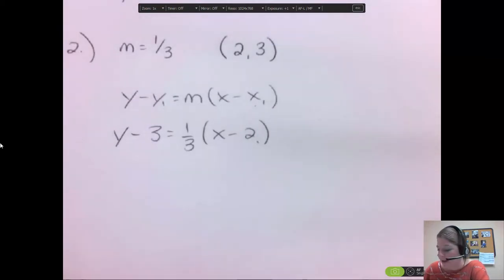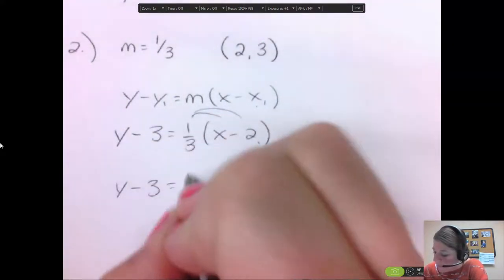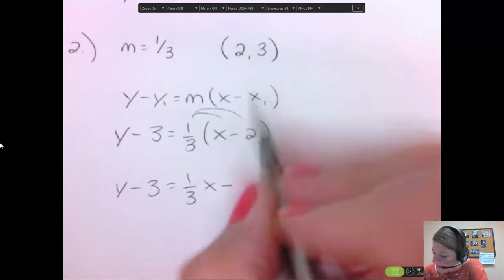But let's simplify it. So I would then multiply the 1/3 through the parenthesis here. So I have y minus 3 still. And I'd have 1/3 x minus, think of this as 2 over 1.